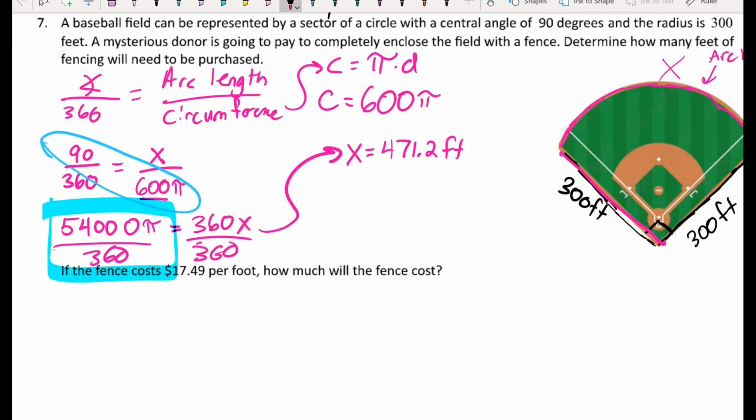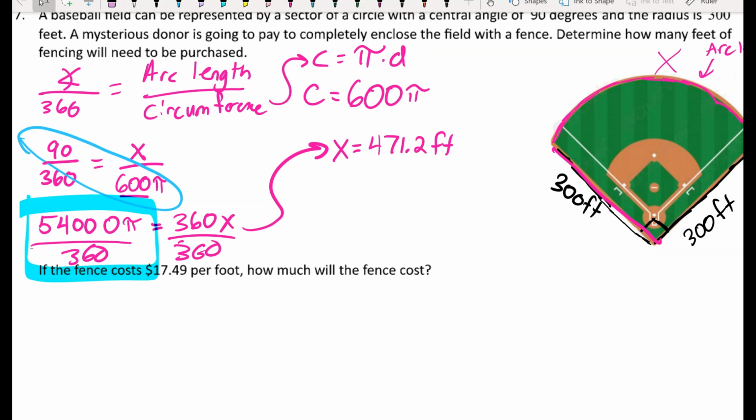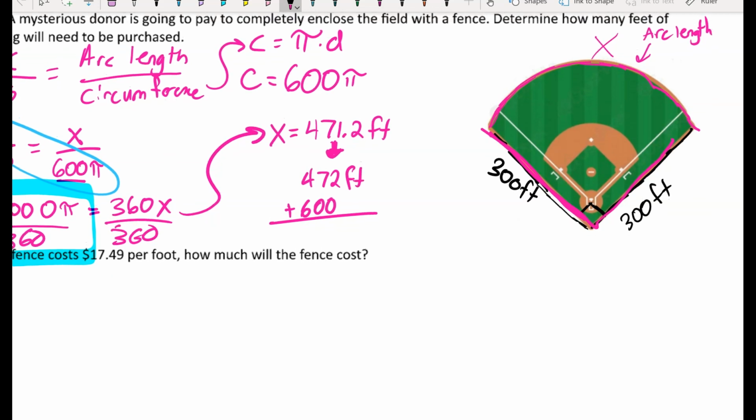Now, if I'm thinking about this realistically, I probably can't buy 1/10 of a foot of fencing if I walk into a store. And the question's a little ambiguous, so it doesn't really matter if you don't think to do this at this step. I'm going to round that up to 472 feet, because if I buy 471 feet, it's not going to be enough. So that's how much I'm going to need along that arc length there. But don't forget that you still have your 300 and 300 along those straight sides on the left and right. So altogether, I'm going to need about 1,072 feet of fencing.